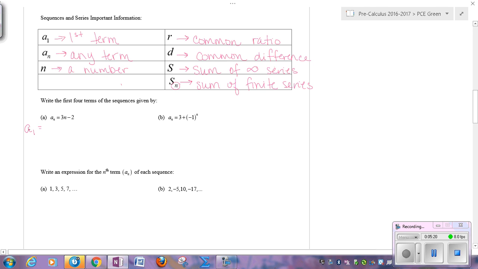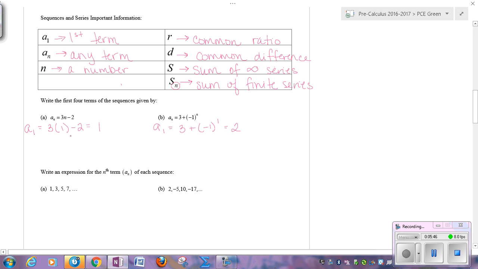So in order to find the first term, I'm giving n a value of 1. So that 1 gets substituted into the expression. So that gives you 3 times 1 minus 2. So that's going to give you 3 minus 2, which is just going to give you 1. All right, so then you guys can do the rest of that one. And if I want to find the first term in this sequence, I'm going to do 3 plus negative 1 raised to the first. So this is really 3 minus 1, and that's going to give you 2.